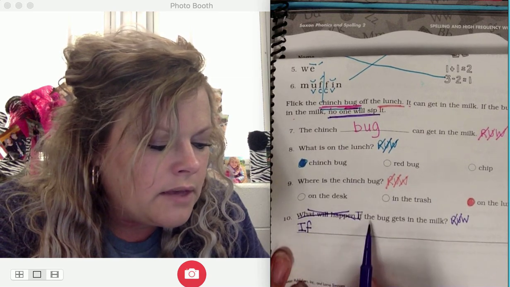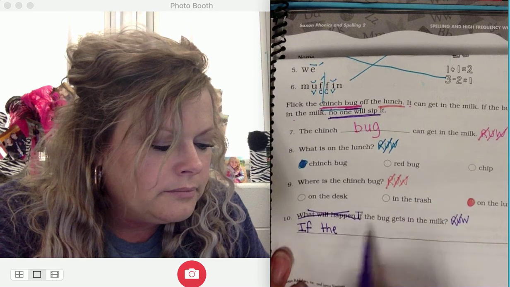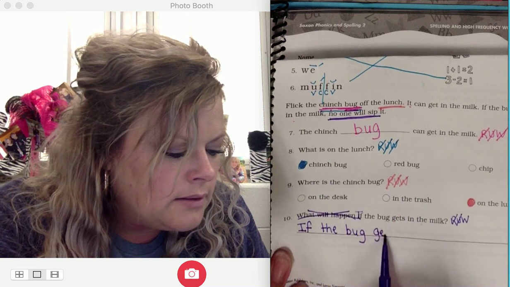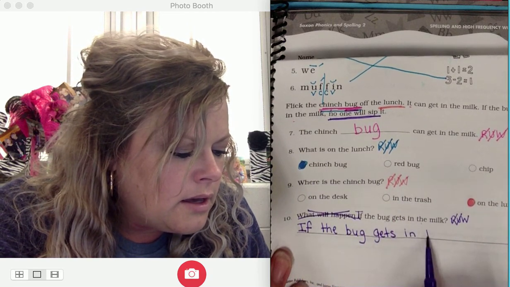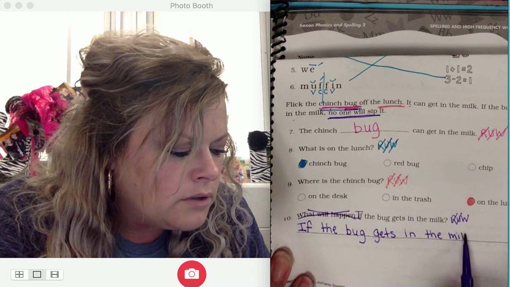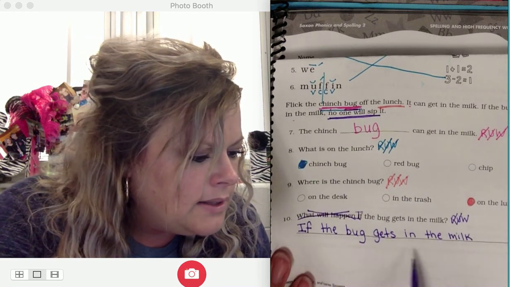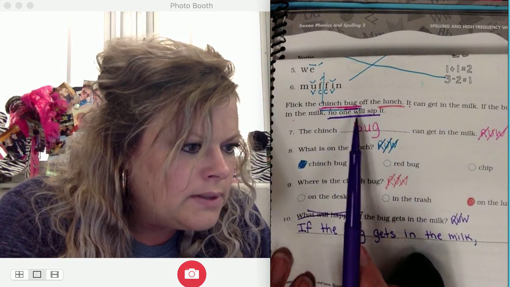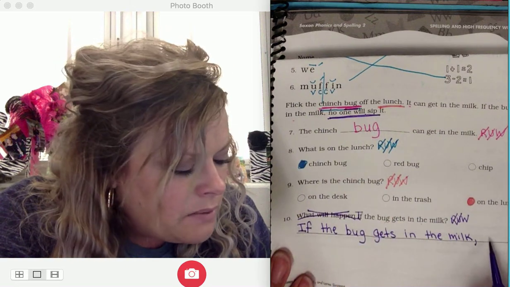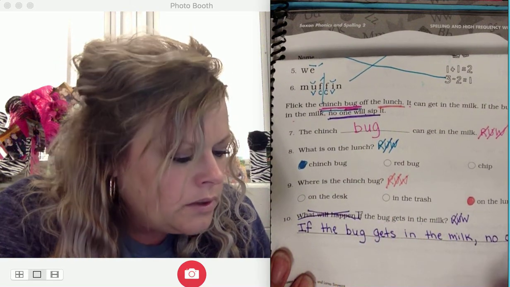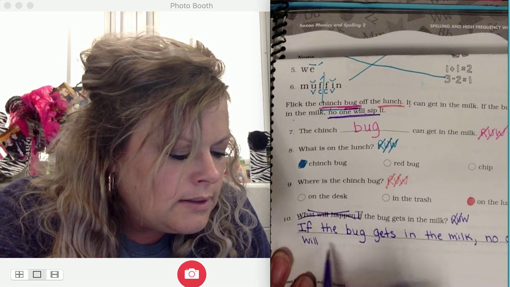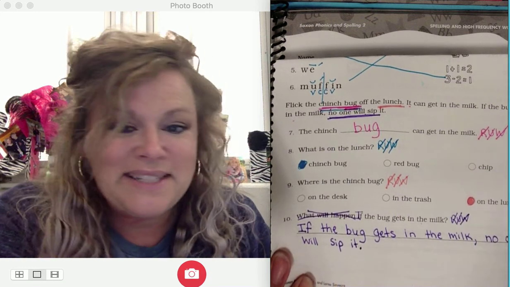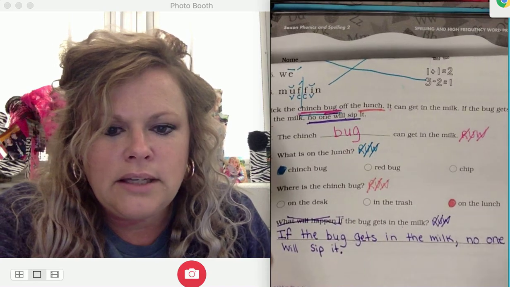Restate it. If the bug gets in the milk. I know I'm writing fast, kiddos. You can pause me as soon as I'm done. If the bug gets in the milk, pause. Here it is. No one will sip it. Okay, I'm just going to copy right from the story. No one will sip it, period. And we wrote a complete sentence restating the question. Oh no, I didn't know I was sneaking off the page here.